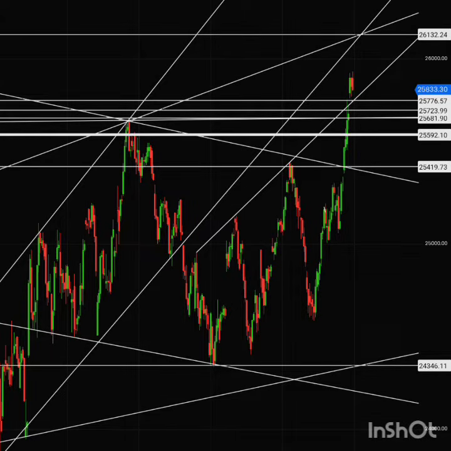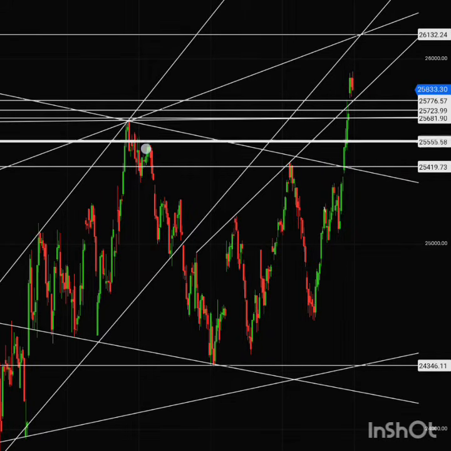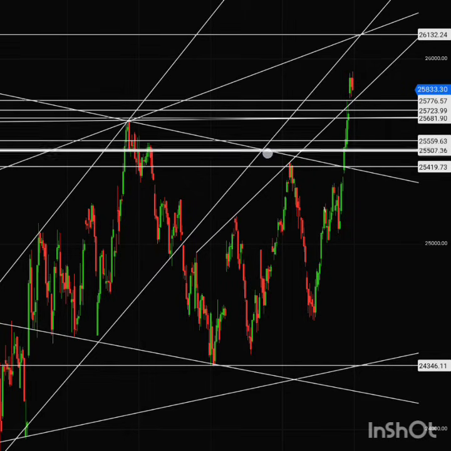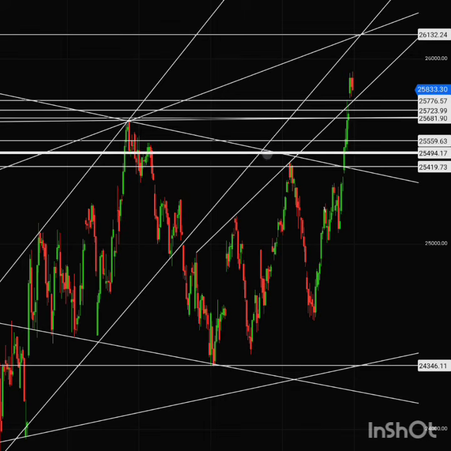And the other support is around the 25,555 range. This will mostly act as a very strong support, the 25,55 range. Then below this, the 25,495 range. Below this, the 490 to 495 range will also be a support. So these are the supports you can note down.